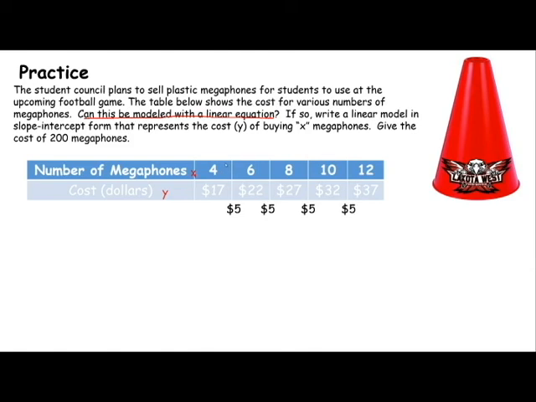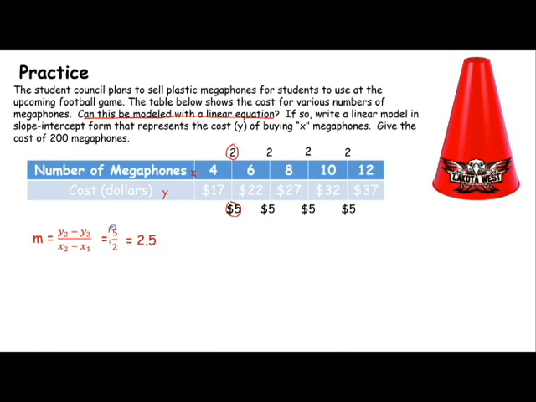Let's look at the number of megaphones. We went from 4 to 6. That's a growth of 2 megaphones. 2, 2, and 2. We seem to be growing by $5 every time we buy 2 new megaphones. In other words, if my slope is the change in y versus the change in x, or the rise compared to the run, I am growing by $5, that's my change in y, every time I increase by 2 megaphones, which is a change of $2.50 for each megaphone.